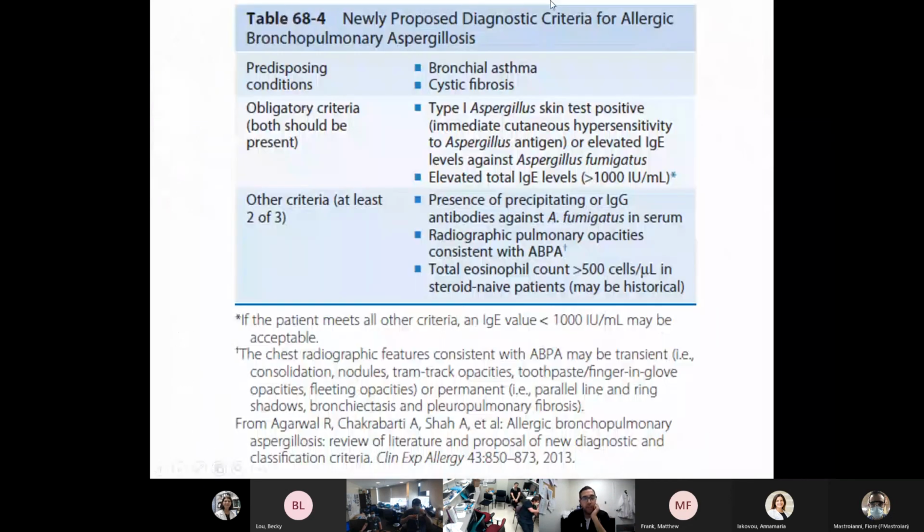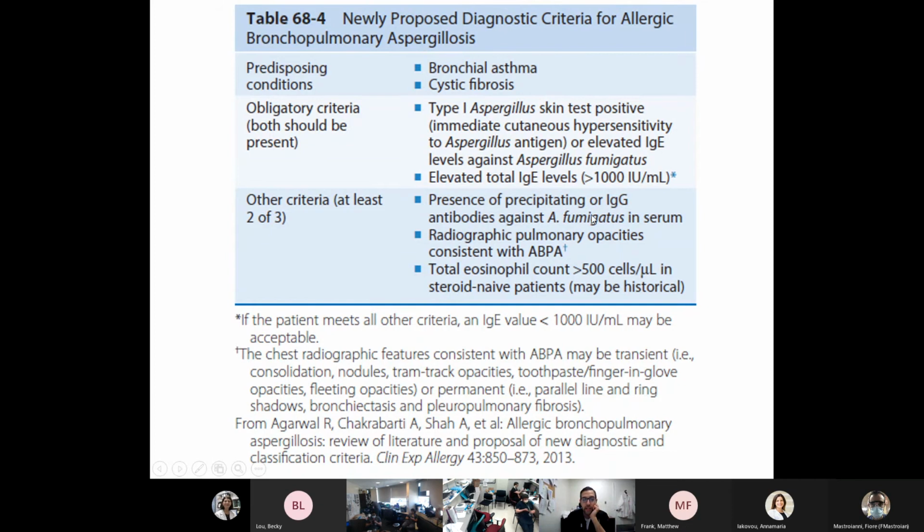So you have to have a predisposing condition, so either asthma or CF. And then you have to have either Aspergillus skin testing that's positive or IgE against Aspergillus fumigatus, and an IgE that's greater than 1,000.